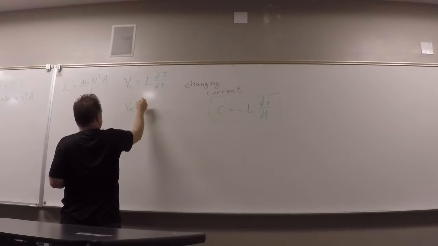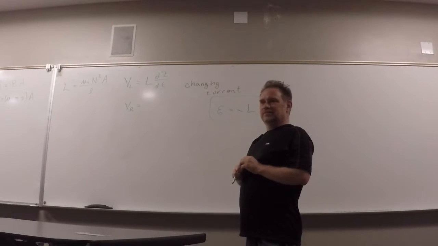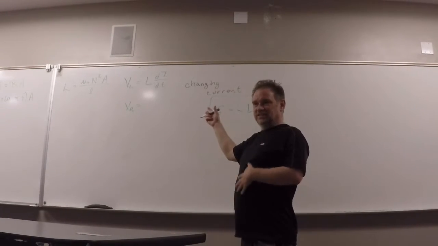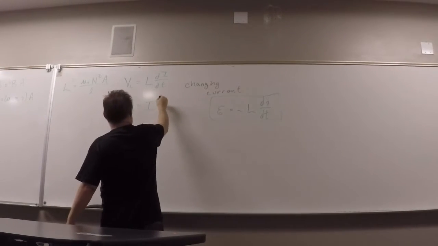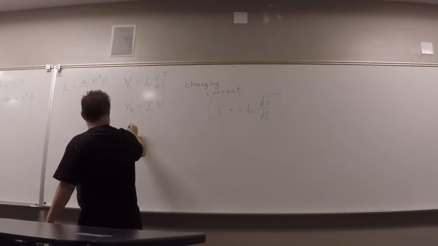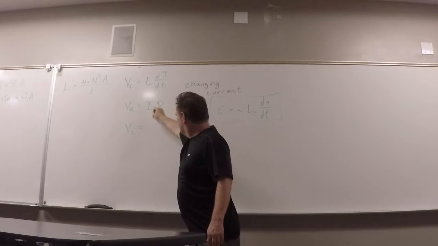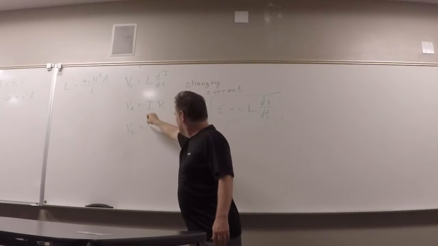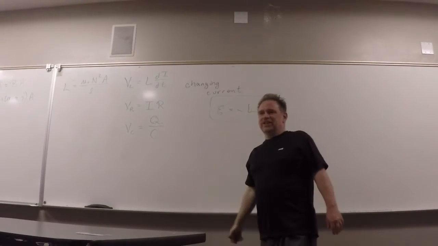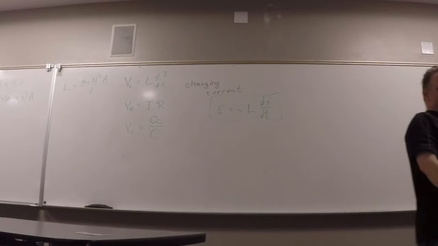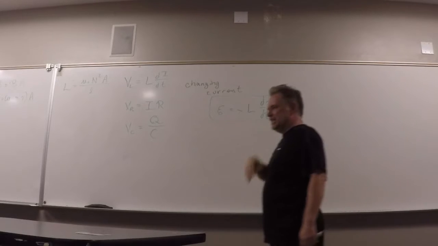Voltage across the resistor, what was that? IR. Yeah. So R. And the voltage across the capacitor was what? Q over C, capacitance. Okay? So there's our circuit elements now. So we're adding that inductor to it. So we say that this is L di dt.